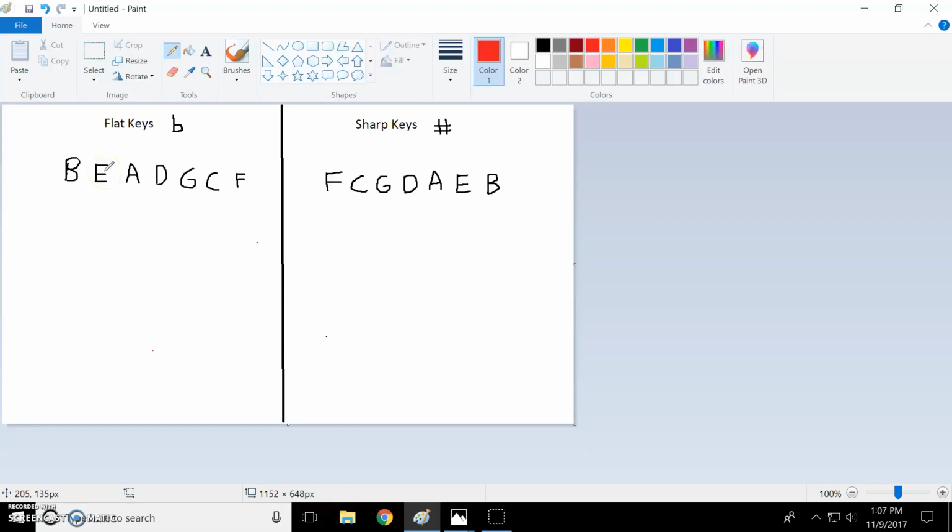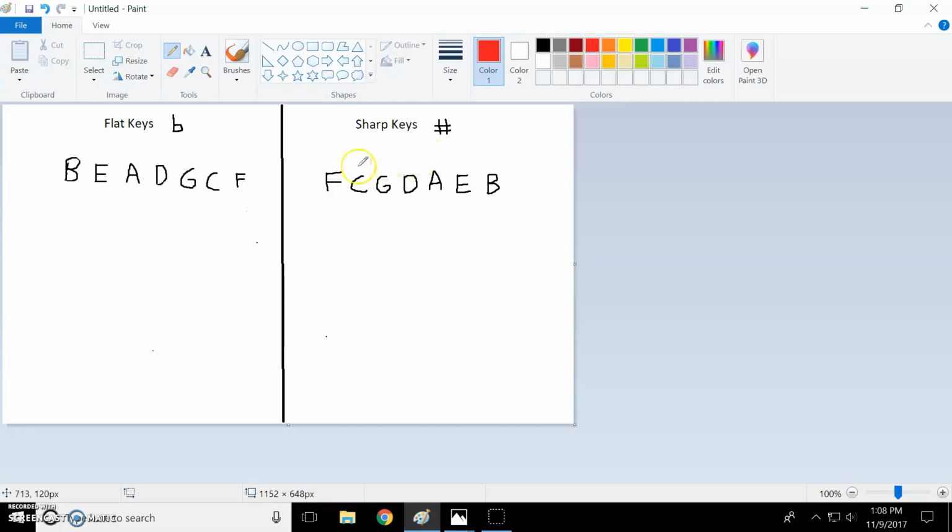So if you needed to know what key signature had 6 flats in it, you would go to the 6th flat, which is C flat, and go back one to G flat. So the key of G flat has 6 flats in it.